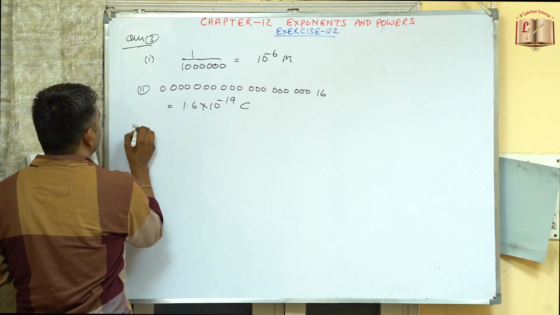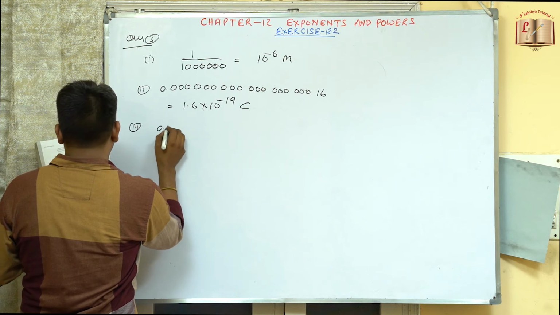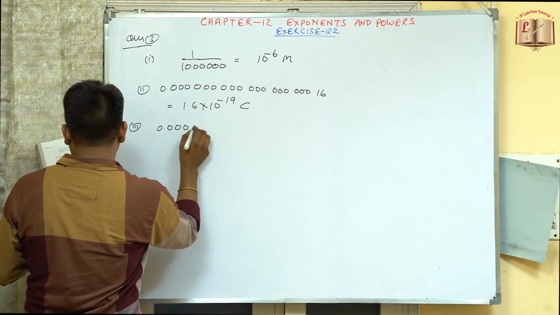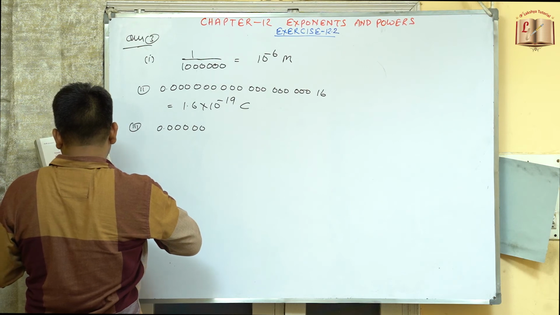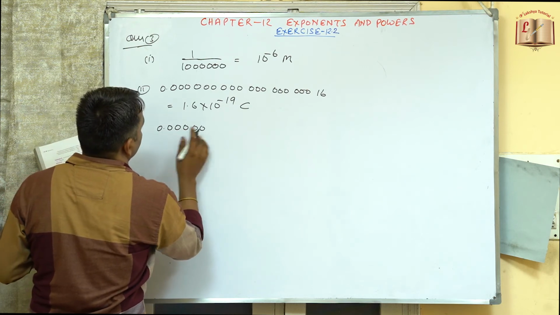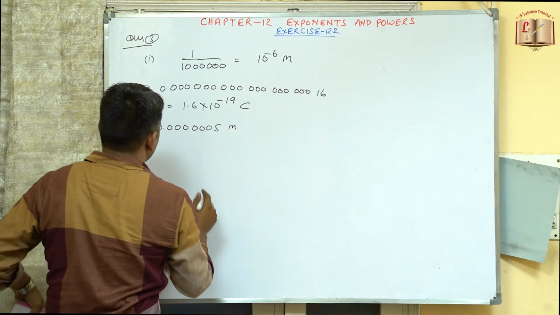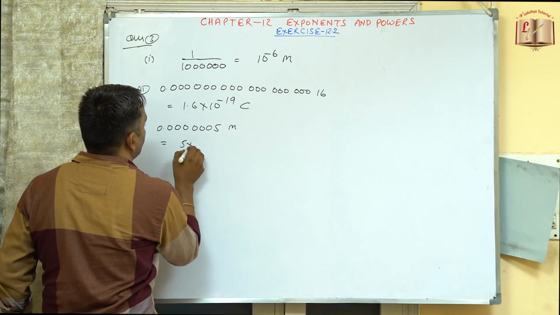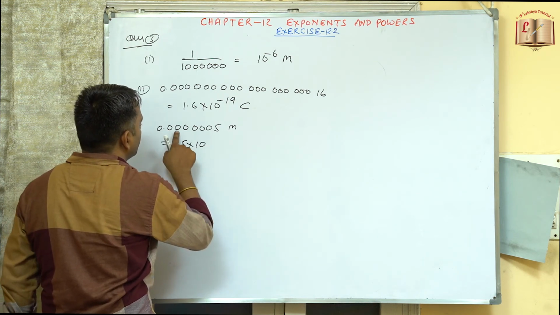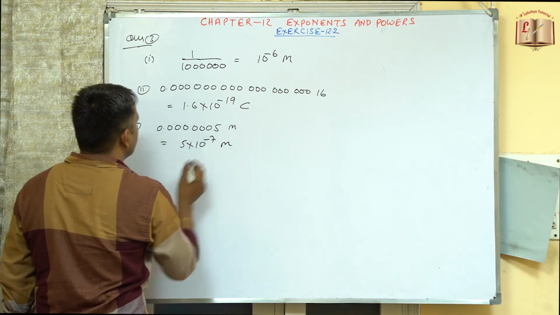Now coming to the third part, size of a bacteria, this is 0.00000. So there are 3 and 3, 6. So this is 3, 6, 5 meters. So this will be equal to now 5 into 10 to power, this is 1, 2, 3, 4, 5, 6, 7, minus 7 meters.